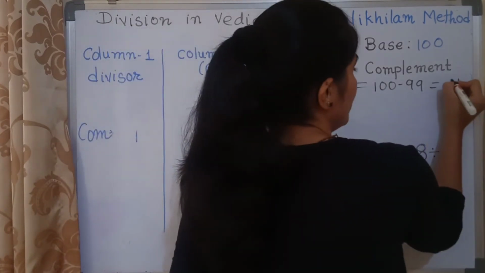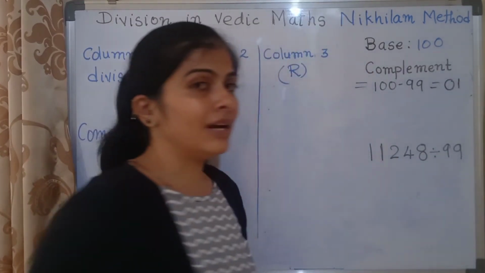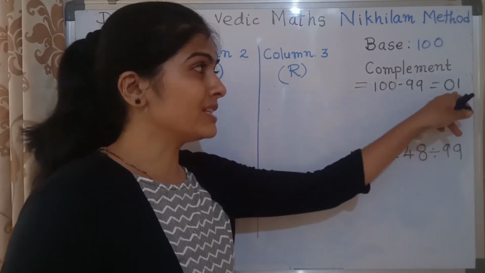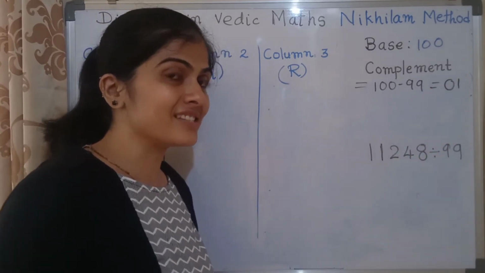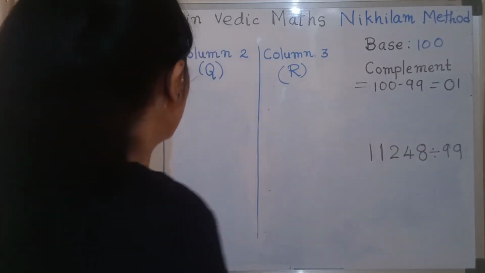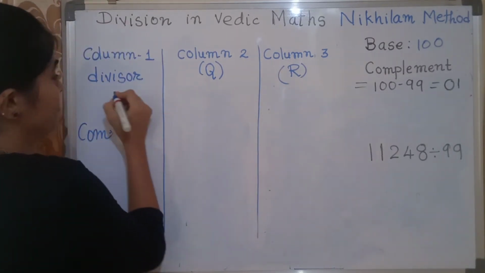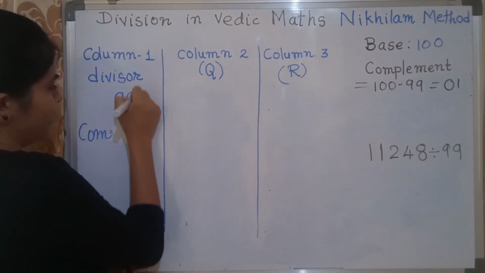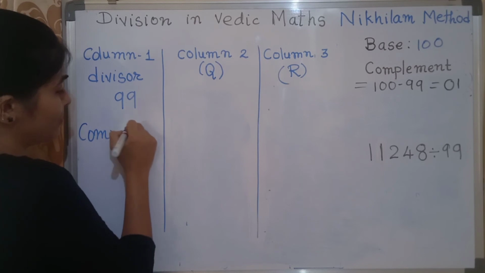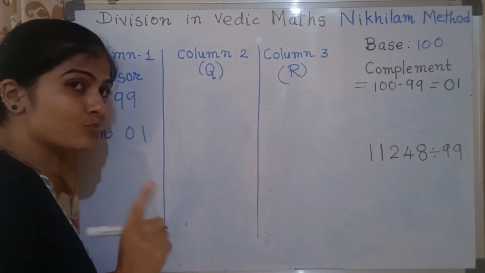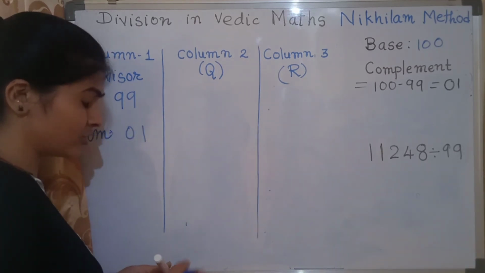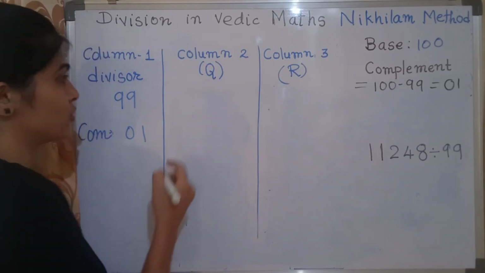It should have 2 digits. So what should I do? I should mark a 0 over here. So you should consider 0, 1. Don't consider just 1, okay? Keep this thing in mind. Now the next thing is, we should write the divisor, which is 99, and its complement is how much? Which is 0, 1. Friends, please don't write just 1 over here. You should write 0, 1.